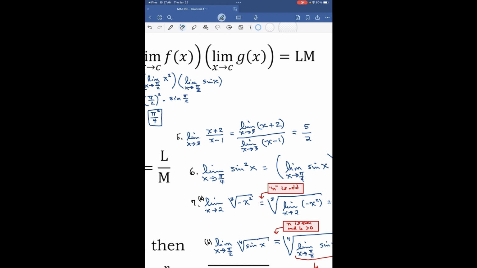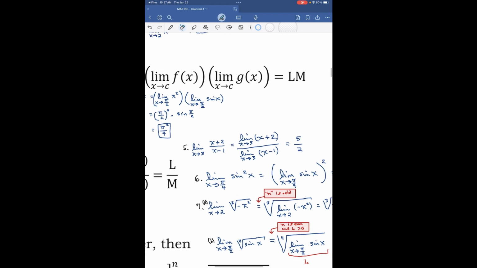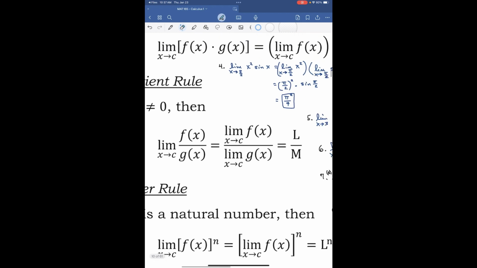Okay, and then 6 is the power rule, I believe. Let's see. 6 is the power rule, yes.